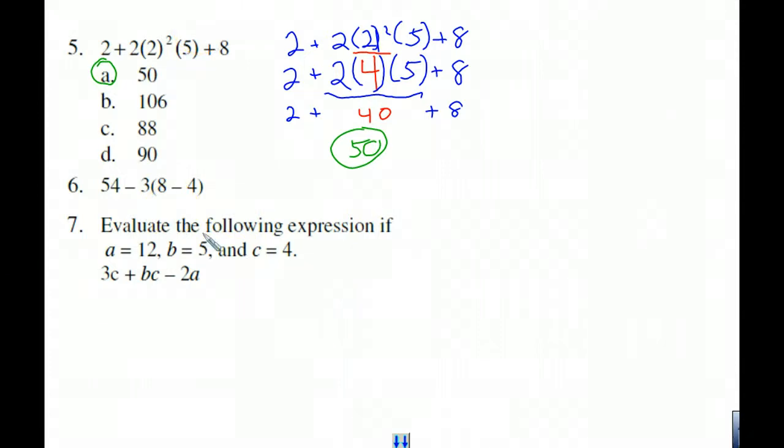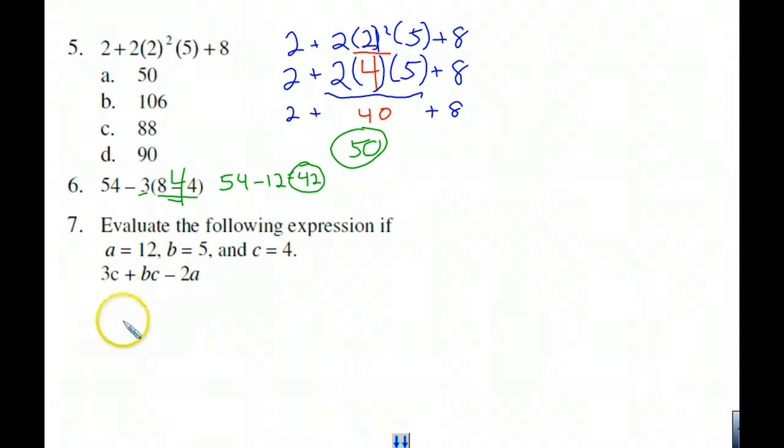Okay, number 6. Now we have 54 minus 3 times (8 minus 4). So let's start with parentheses. We have 8 minus 4, which equals 4. And then 3 times 4 is going to be 12. So we have 54 minus 12, and that equals 42.